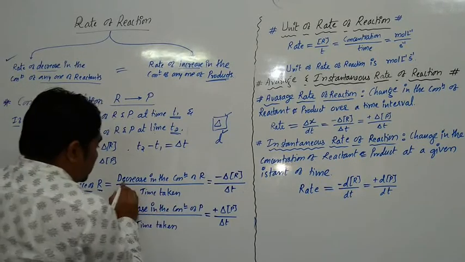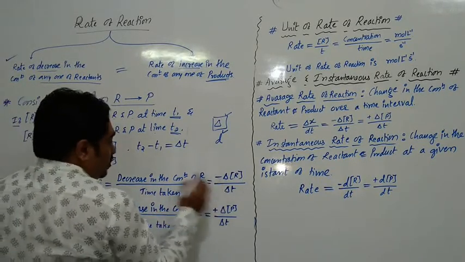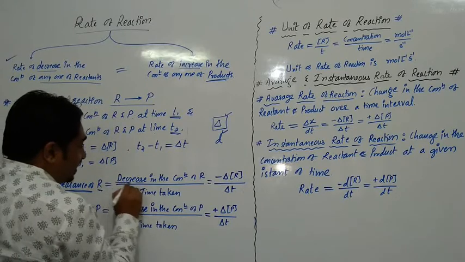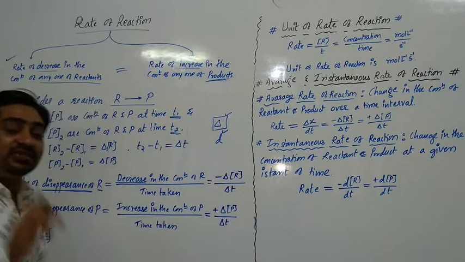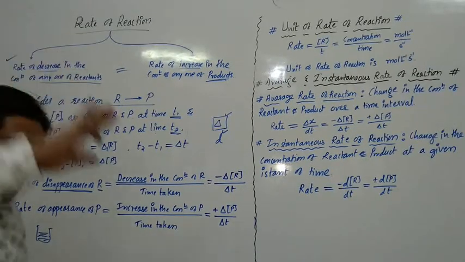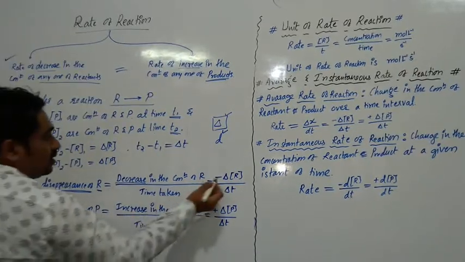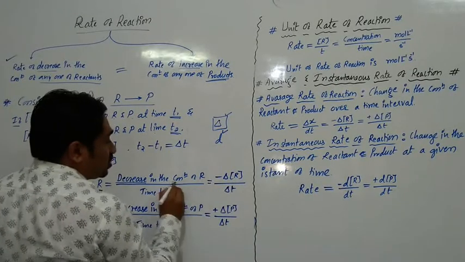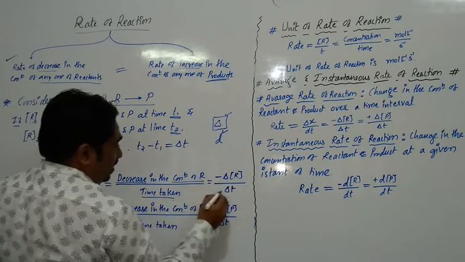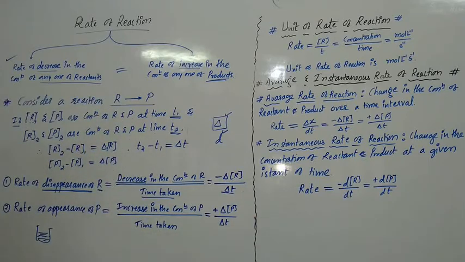How can we write this? This is equal to minus delta R divided by delta T. For the decrease, I have used the negative symbol. This negative sign indicates that the reactant concentration goes on decreasing, so I have used minus. Delta R means the concentration of R, and delta T is the time taken, the change in time.